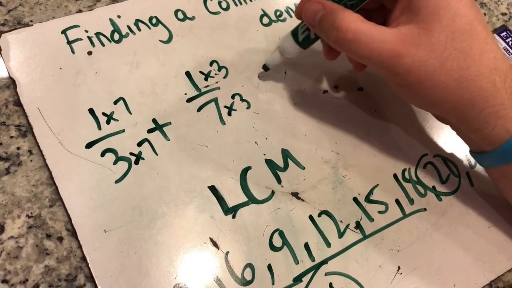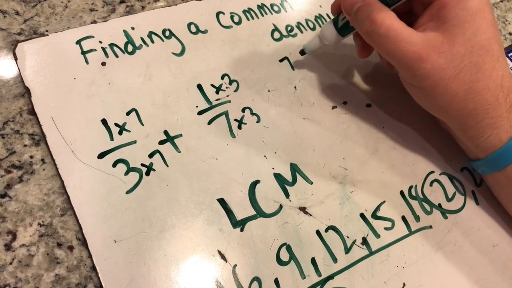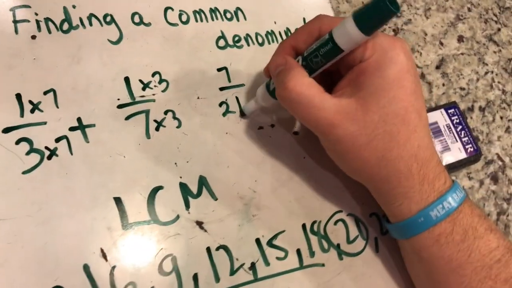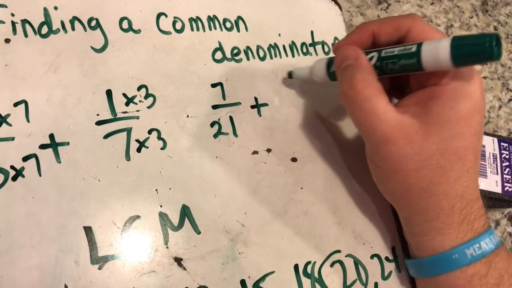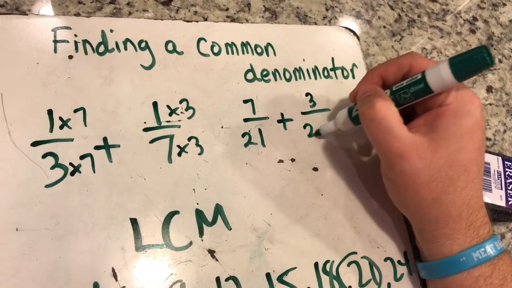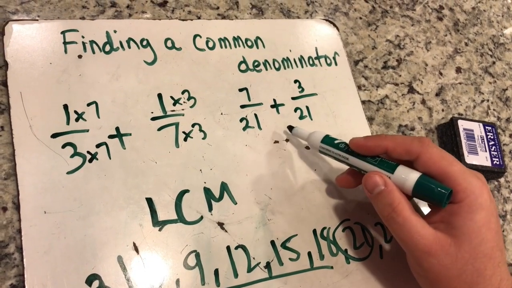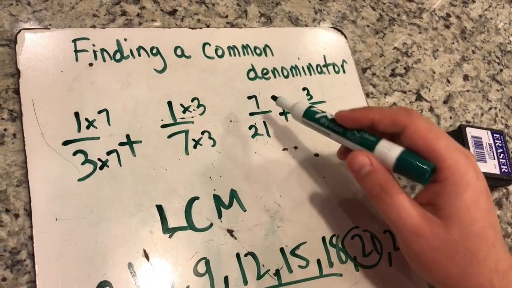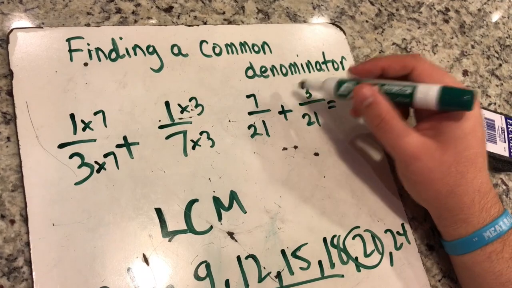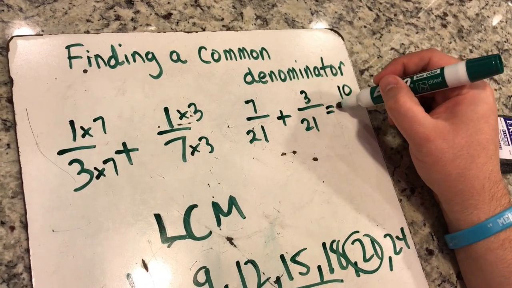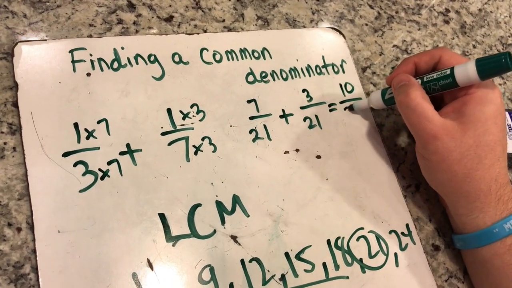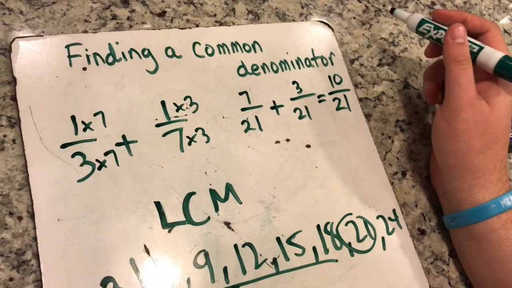Okay, I'll rewrite these. So now I have 7 over 21 plus 3 over 21. I can add them now because they have the same denominator on the bottom. And you keep the denominator the same, just remember you add the numbers on top. 7 plus 3 is going to give me 10. Keep the denominator the same, 10 over 21.